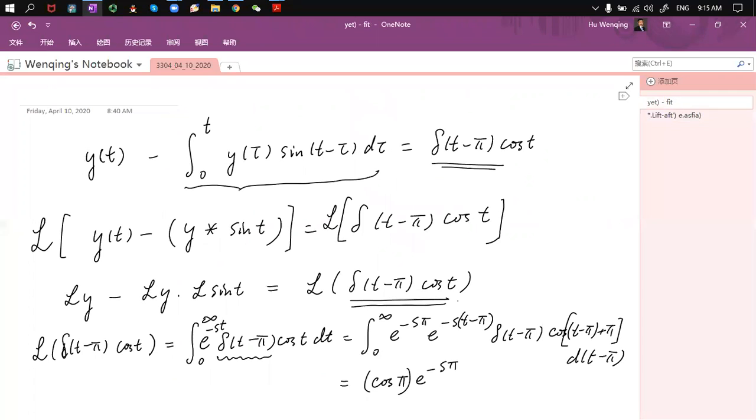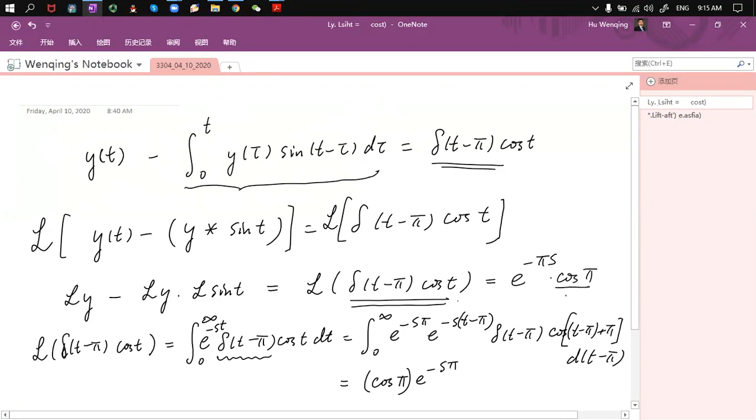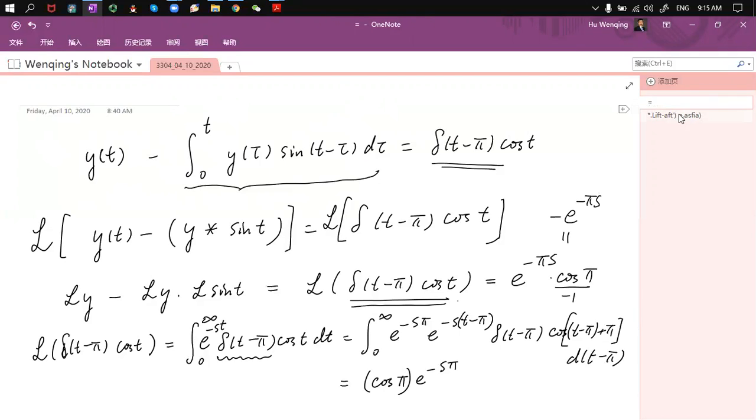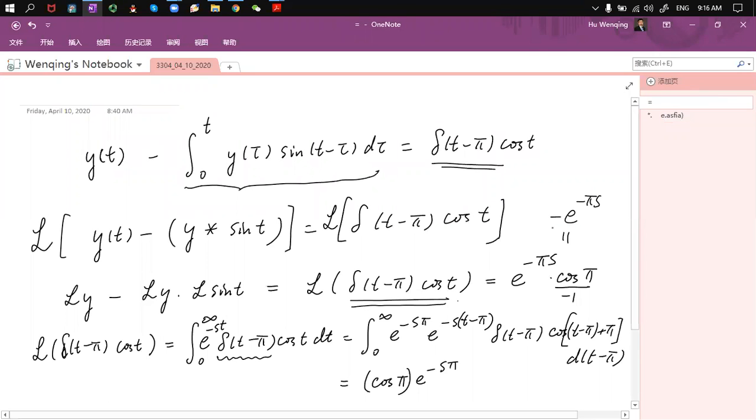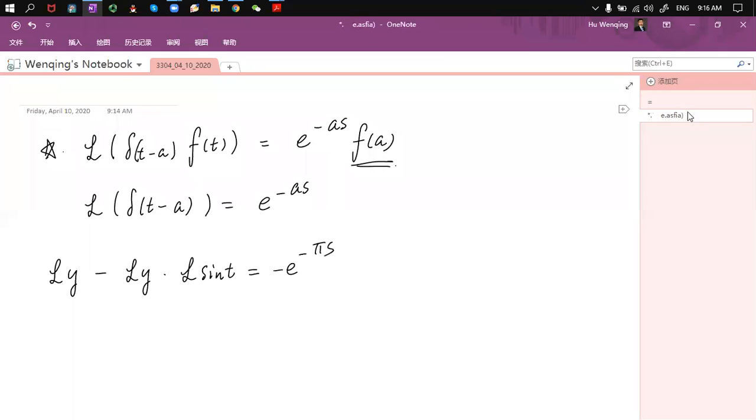If you come back to this equation, it means that this is e power minus pi s multiplied by cosine pi, but cosine pi is minus 1. So that's equal to minus e power minus pi s. In the end, you get the relation that Laplace transform of y minus Laplace transform of y multiplied by Laplace transform of sine t is e power minus pi s multiplied by minus sign, because there is a minus sign in front of it.